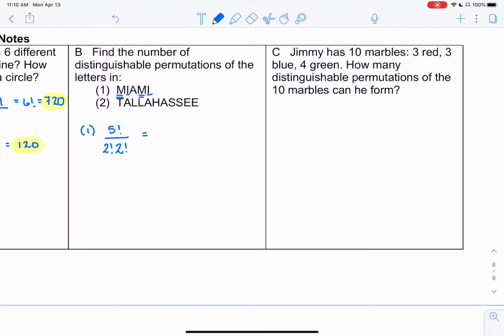And you can use your calculator or you can write that out. I'll show you here one time how we have it written out.